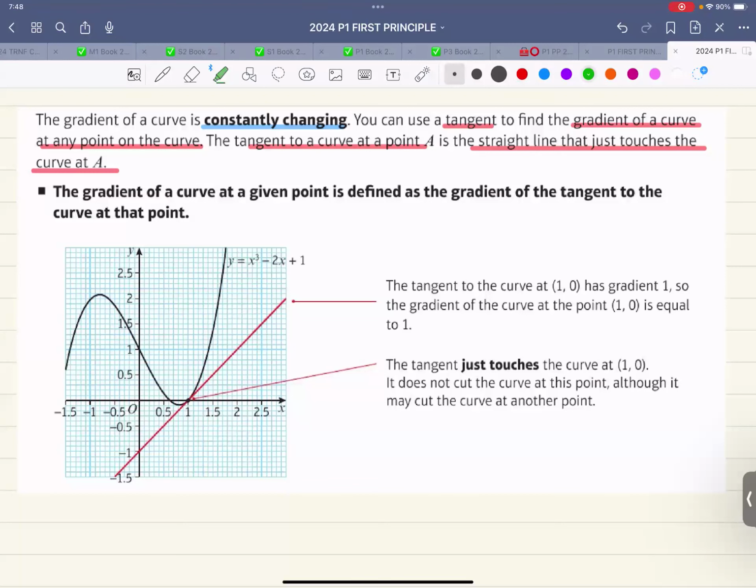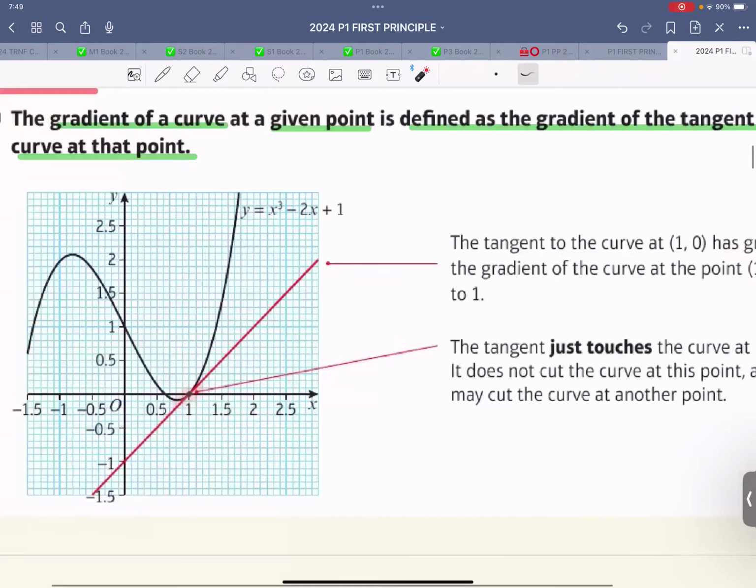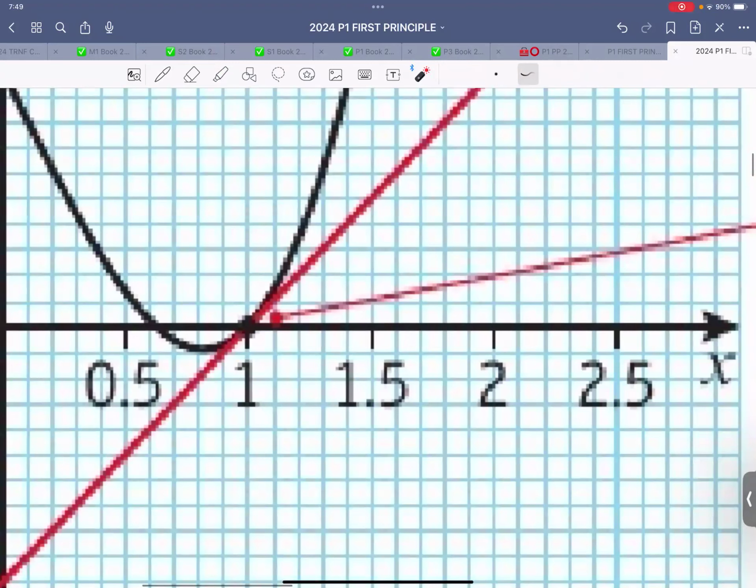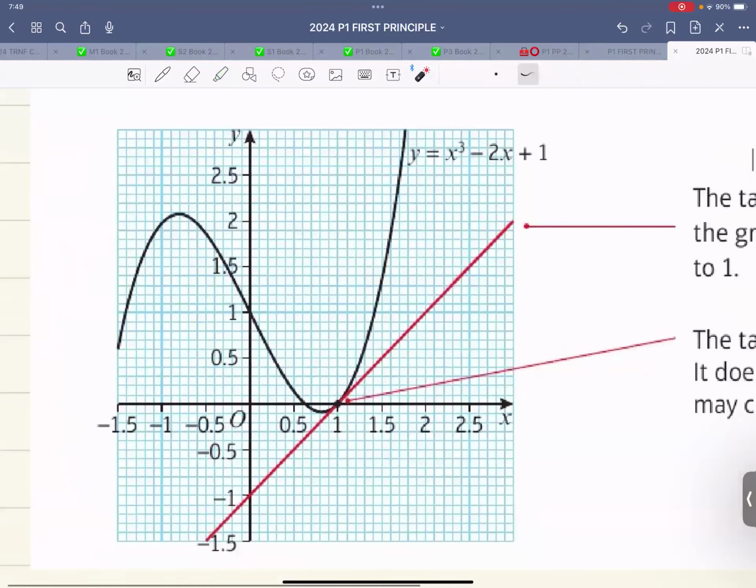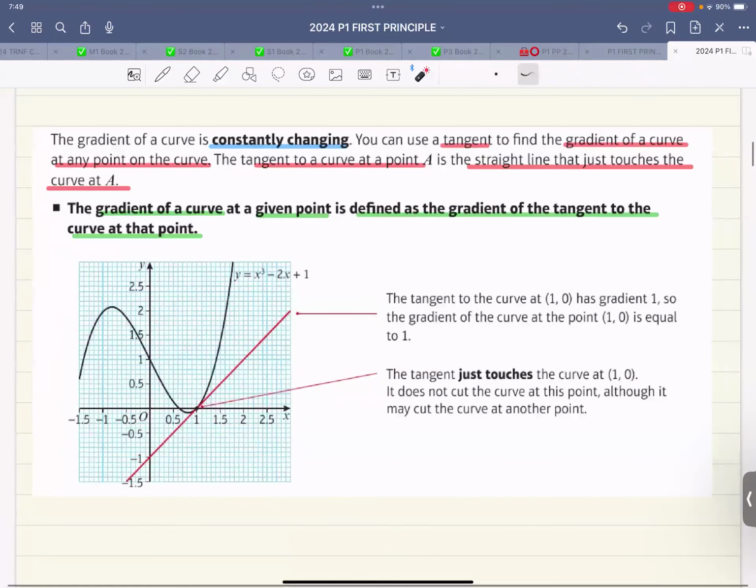And then it says the gradient of a curve at a given point is defined as the gradient of the tangent to the curve at that point. Why? Because if I look at this particular point and if I zoom in, and that's the maximum I can zoom, this part of the curve behaves as a straight line. So that is the basic knowledge that we have.